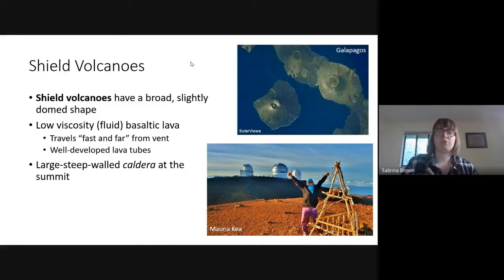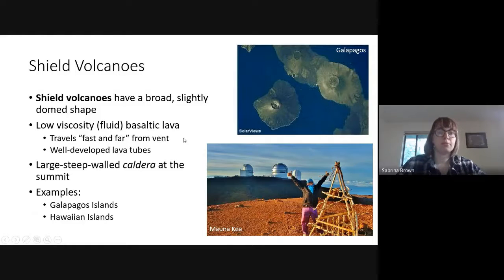And so this basalt can travel miles and miles. And there's usually a large steep-walled caldera at the summit or at the middle of the volcano. So you can see these calderas here in this Galapagos Islands picture. And so two really good examples of shield volcanoes are the Galapagos Islands and the Hawaiian Islands.